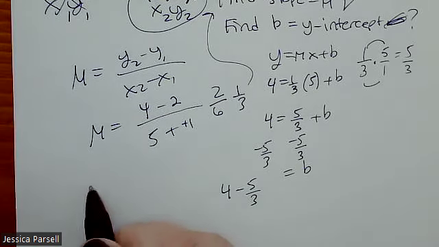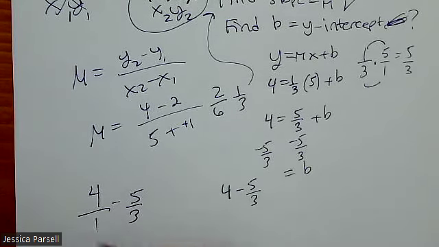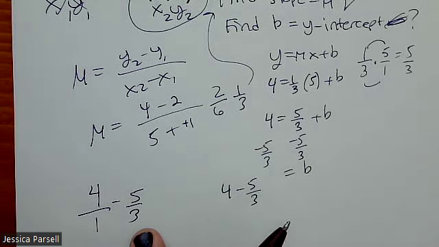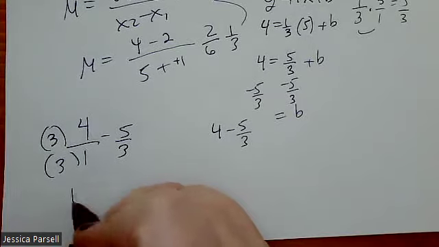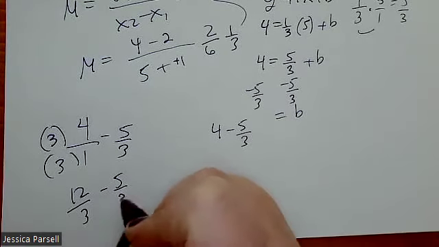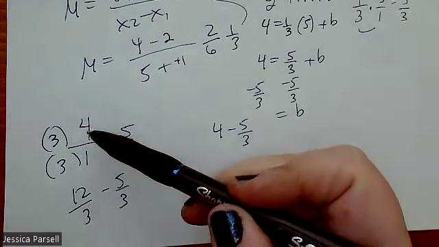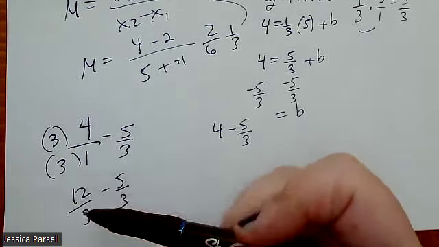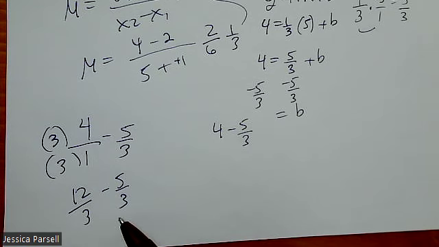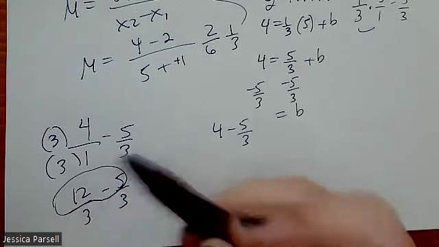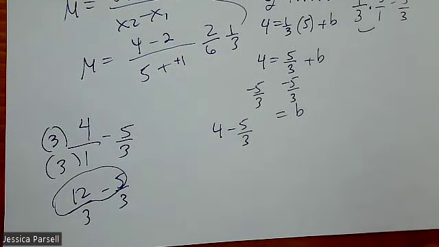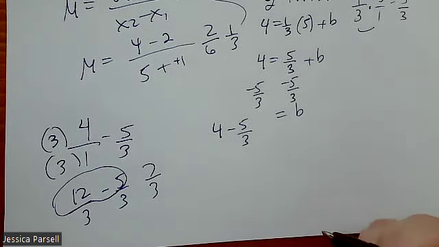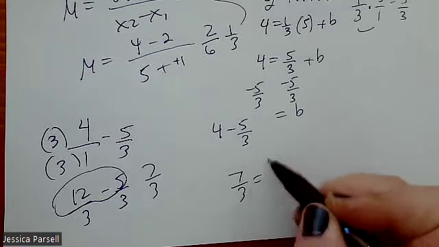So if you remember with fractions, you've got to have the same common denominator. So this whole 4 is not going to work. 4 over 1 doesn't have a common denominator with 3, but I can make it 3 by multiplying the top and the bottom by 3. So that becomes 12 over 3 minus 5 over 3. And think about this, 12 over 3 is really still 4. It's just that now we've written 4 so that it has a common denominator with 5/3. So when you subtract the fractions, you just do 12 minus 5, which is 7 over 3. So 7/3 is equal to b.